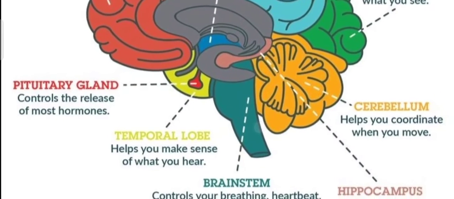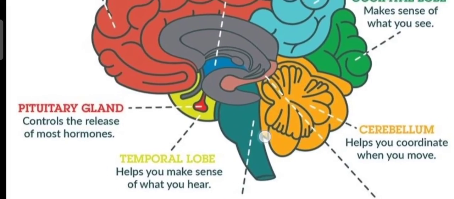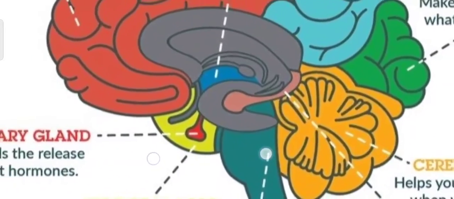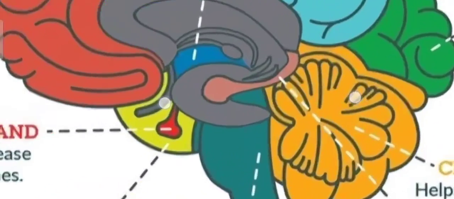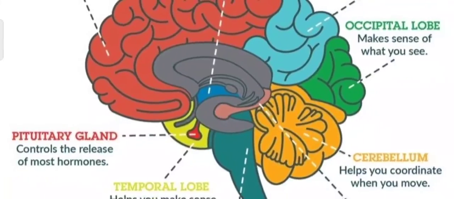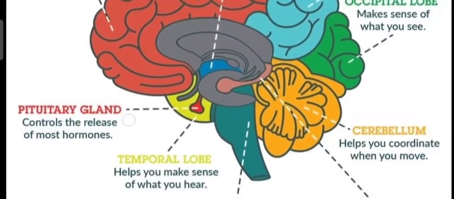This is the brain stem, also known as the spinal cord. The yellow color is the temporal lobe, the small red color is the pituitary gland, this orange is the hippocampus, and this is the blue color hypothalamus.